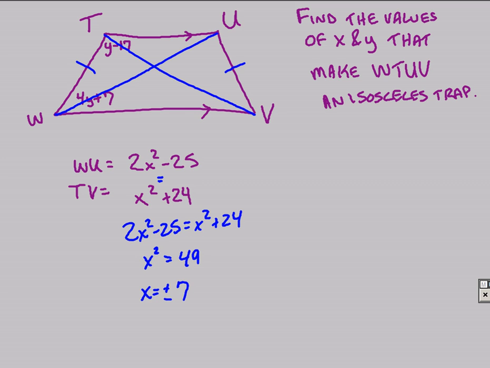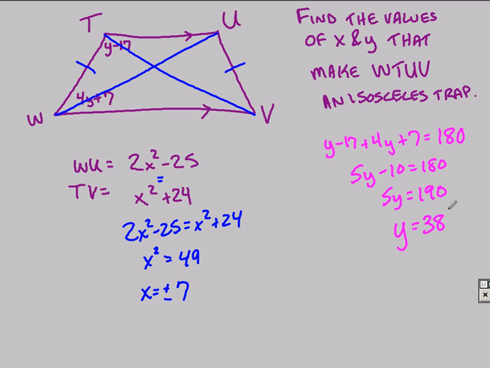Now, the other part of it, doing the angles here, same thing as always, y minus 17 and 4y plus 7. Those are consecutive angles in an isosceles trapezoid. They must be supplementary. They're the same side interior angles. So I have 5y minus 10 equals 180. That means 5y equals 190, which means y here should be 38, I believe that is.